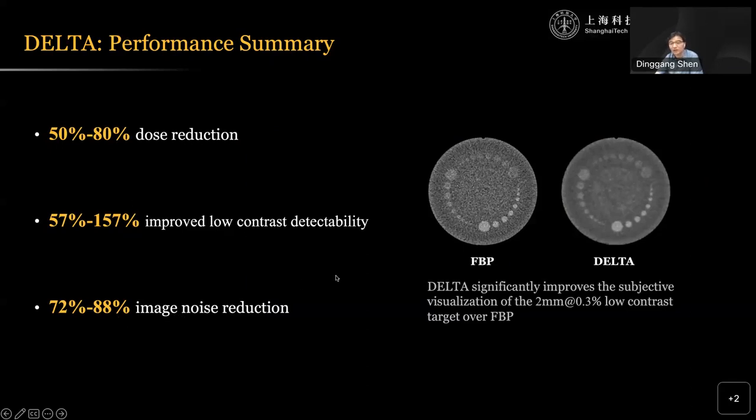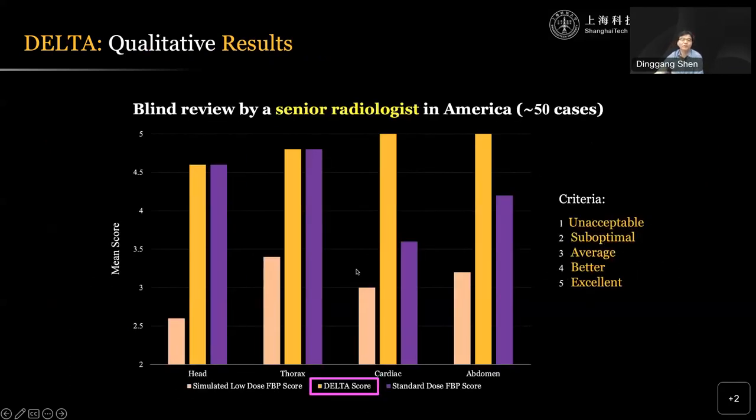So this is for the Phantom data, and we basically asked senior radiologists in the US to review about 50 cases and compare different algorithms. For example, in the abdominal area, the purple one is for the standard dose, the yellow one is our algorithm, and this one is for the low dose. You can see, for example in the head, using the deep learning algorithm with low dose information, the quality is actually very similar to using standard dose.